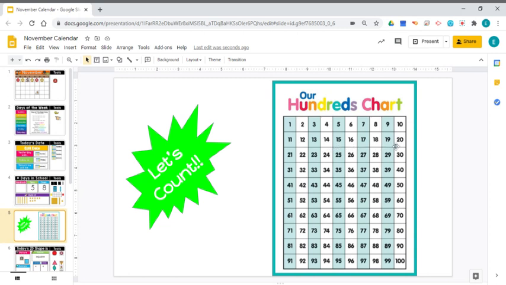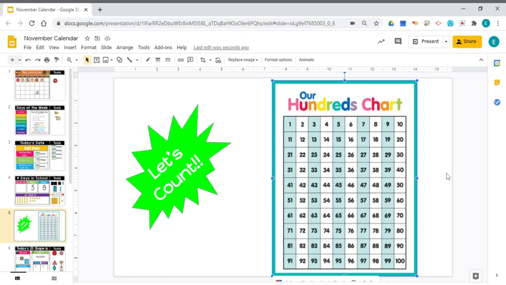17, 18, 19, 20, 21, 22, 23, 24, 25, 26, 27, 28, 29, 30, 31, 32, 33, 34, 35, 36, 37, 38, 39, 40, 41, 42, 43, 44, 45, 46, 47, 48, 49, 50, 51, 52, 53, 54, 55, 56, 57, 58. We made it.